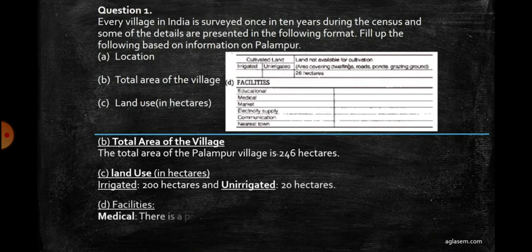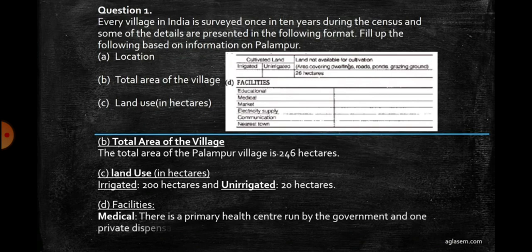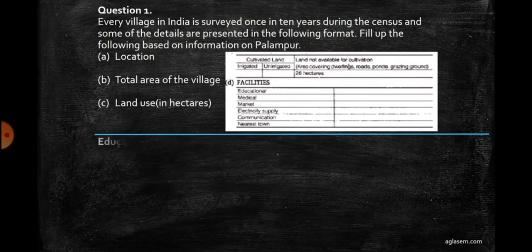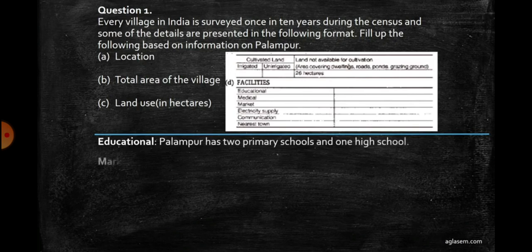Facilities. Medical facility. There is a primary health center run by the government and one private dispensary. Educational facilities. Palampur has 2 primary schools and 1 high school. Market. Market has some general stores and shops selling eatables.